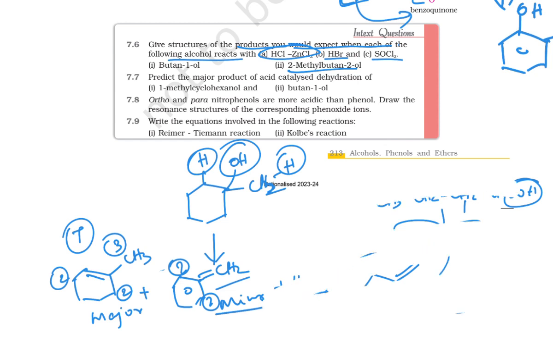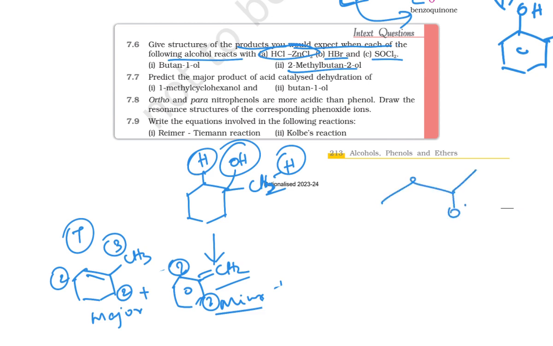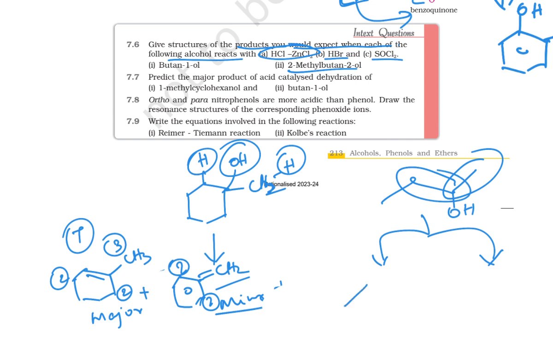But in case they are asking for butan-2-ol, at that time there is dehydration in 2 different ways. One is the double bond forms here, another one is the double bond forms here. So this is your major product, and this is going to be your minor product in case of butan-2-ol if it undergoes the dehydration reaction.